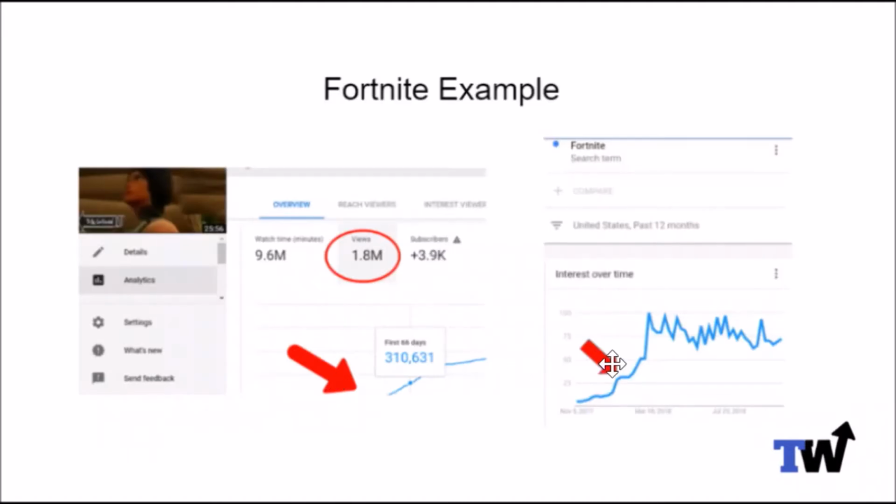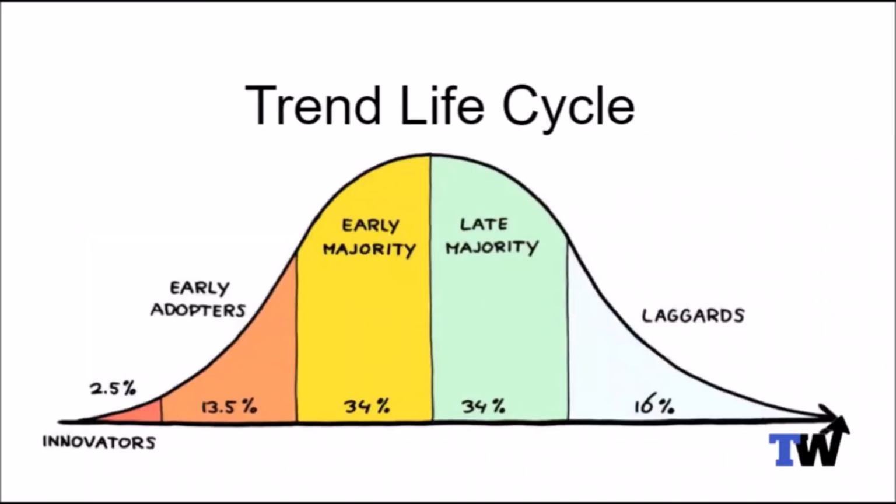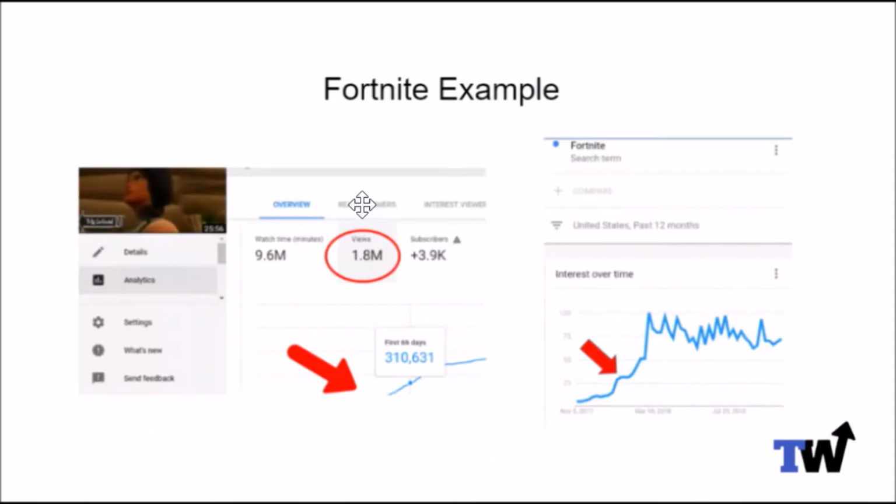So I posted the video, and as time went by, in my first 66 days, I got 300,000 views. Then when this blew up in the summertime of 2018, I believe, I got 1.8 million views, just under 4,000 subscribers, and under 10 million watch time, which is a dream for some people. So that's one of my personal examples of how I use trends to get easy views and subscribers.